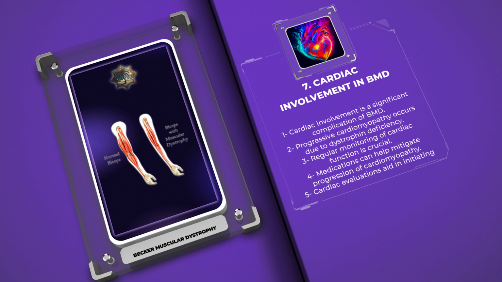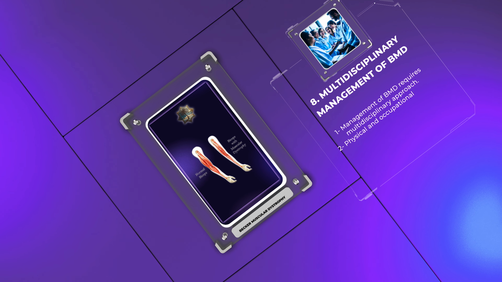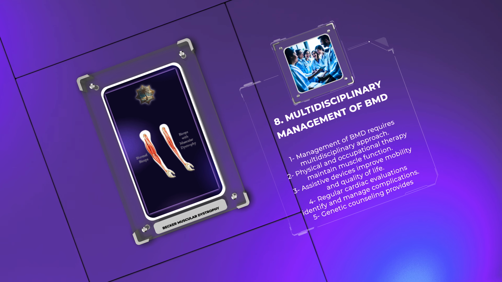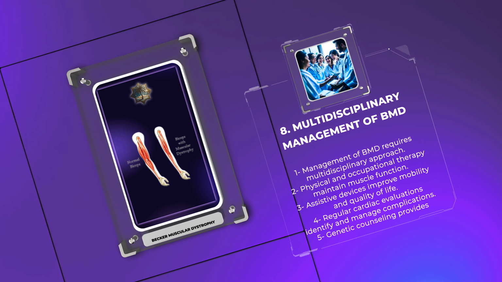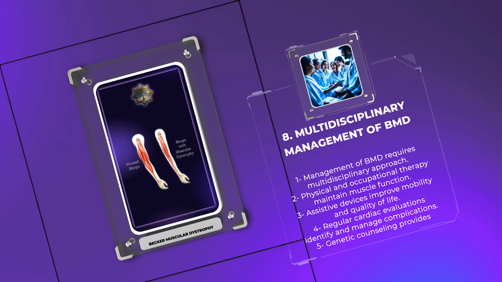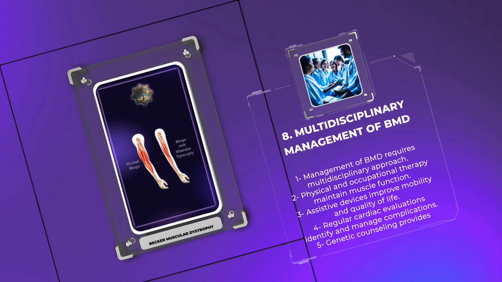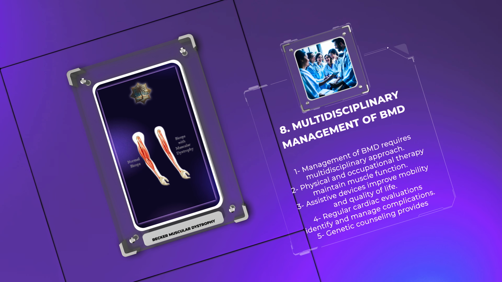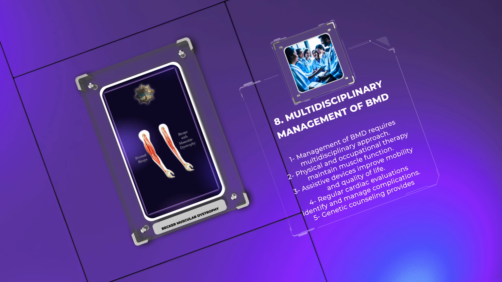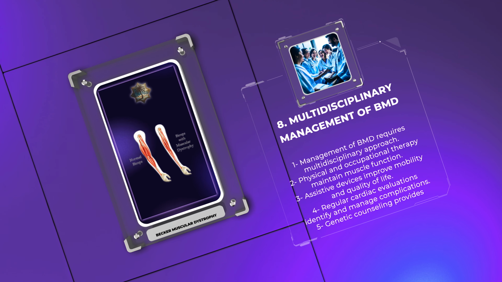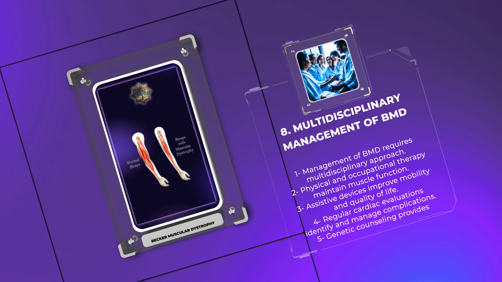Cardiac medications, such as angiotensin-converting enzyme, ACE, inhibitors and beta blockers, can help mitigate the progression of cardiomyopathy and prolong survival. The management of BMD requires a multidisciplinary approach involving neurologists, rehabilitation specialists, cardiologists, pulmonologists, genetic counselors, and allied healthcare professionals. Individualized management plans should address the specific needs and challenges experienced by patients and their families. Physical and occupational therapy play a crucial role in maintaining muscle function and preventing contractures. Assistive devices, such as braces, can aid in ambulation and improve quality of life.